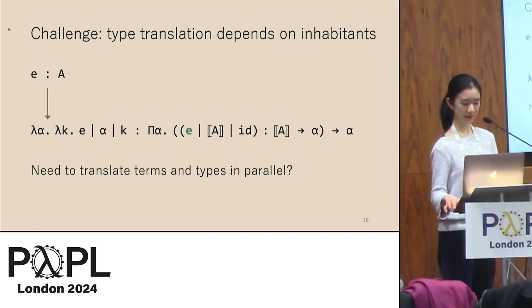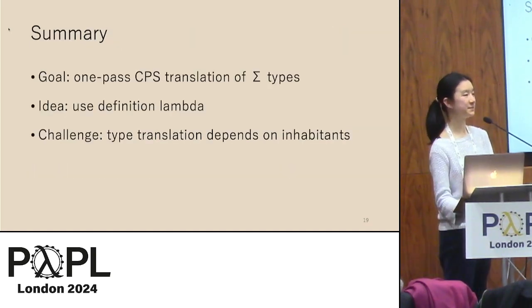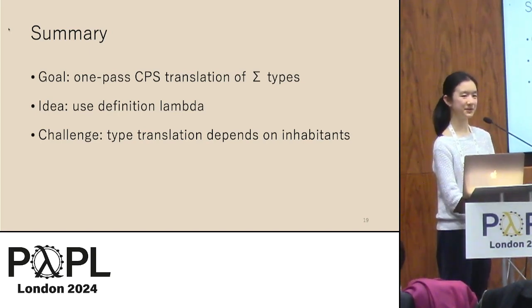So that's basically my results so far. I believe that it is possible to define a 1+ CPS translation for sigma types, and I hope to report some positive results in the near future. Thank you.